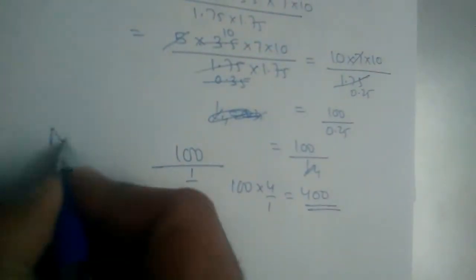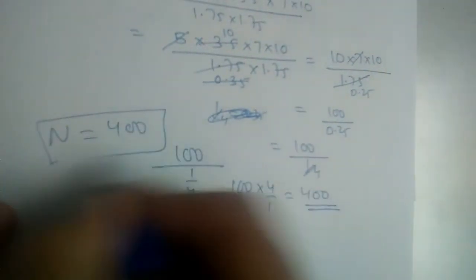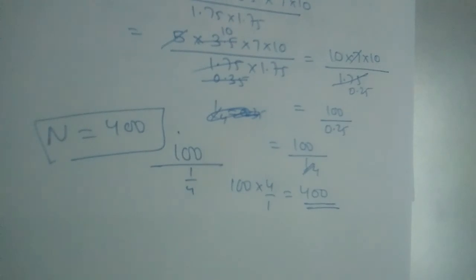So what is the value of n now? 400. So 400 coins should be melted to form a cuboid.